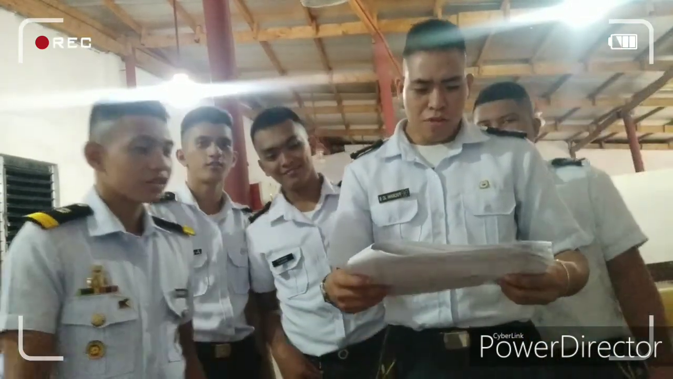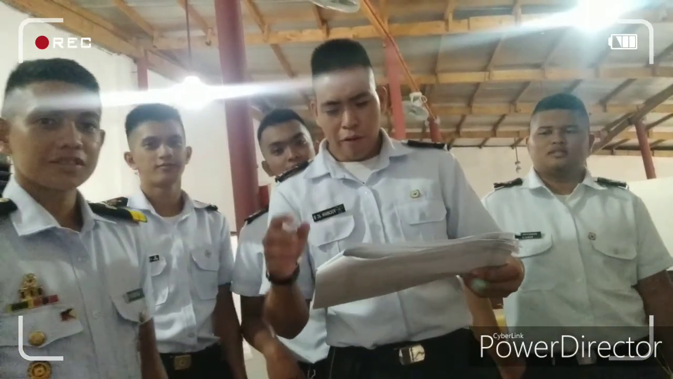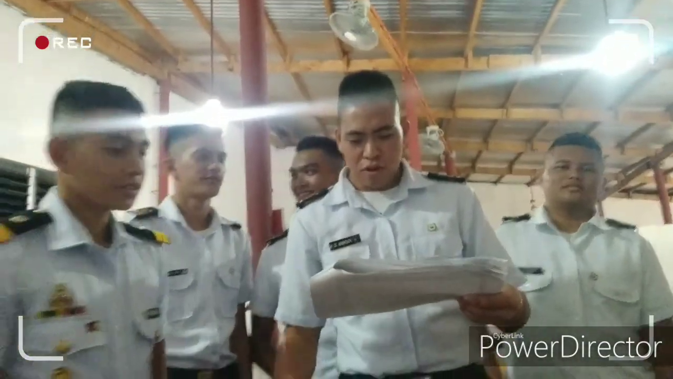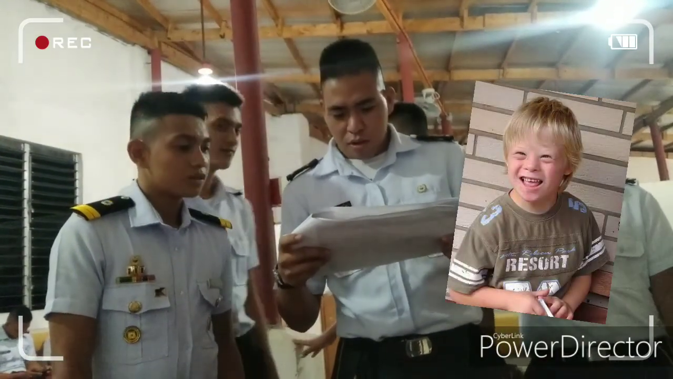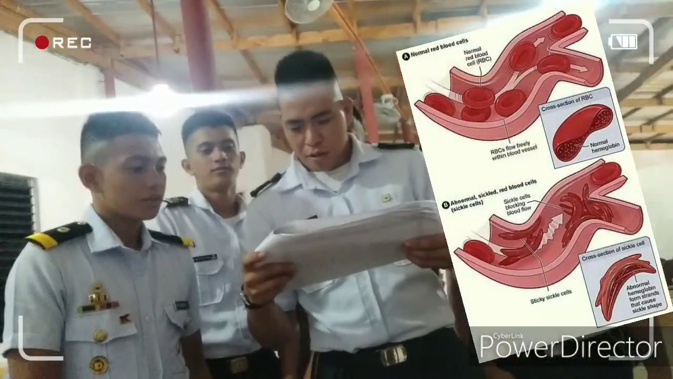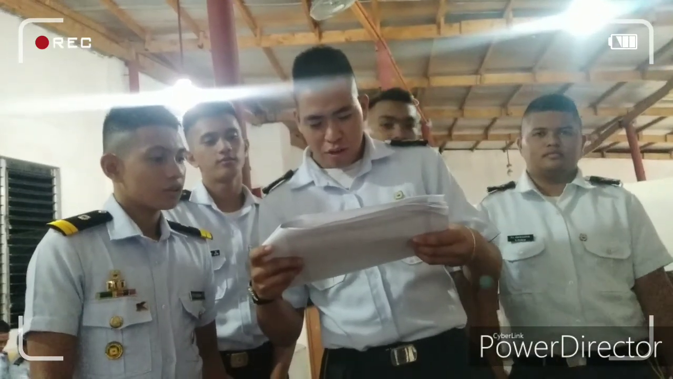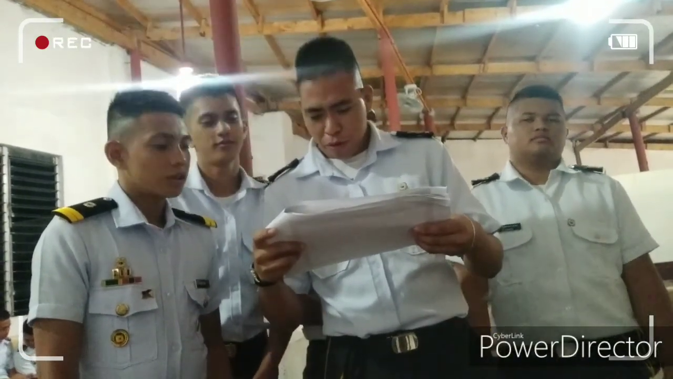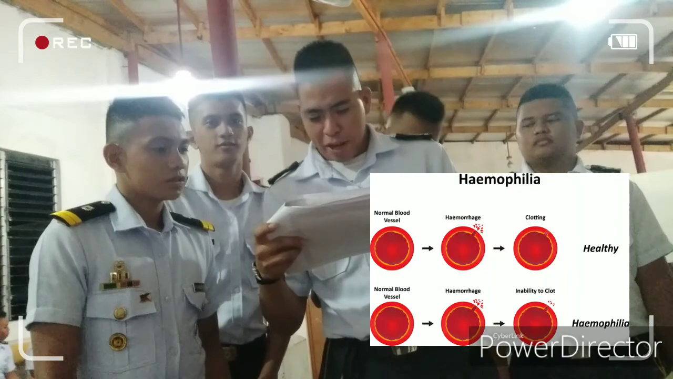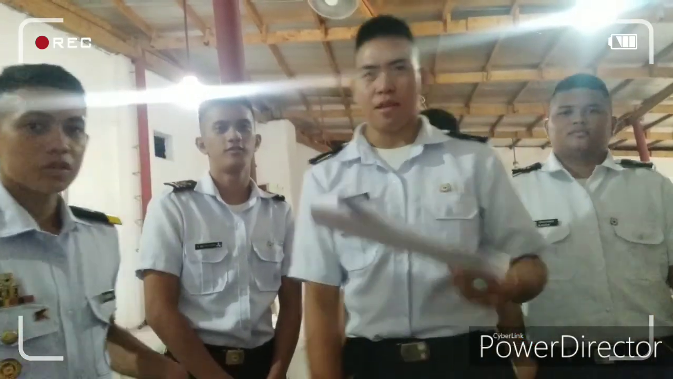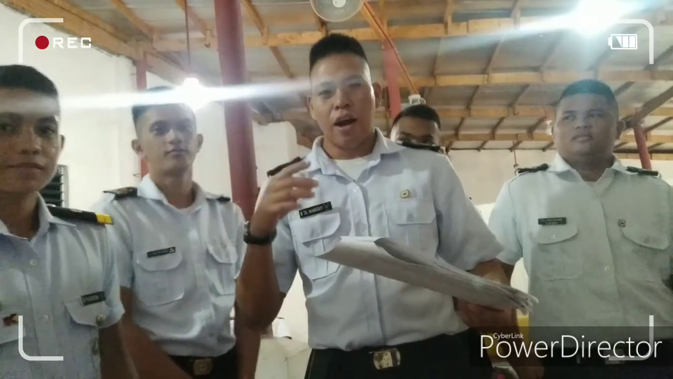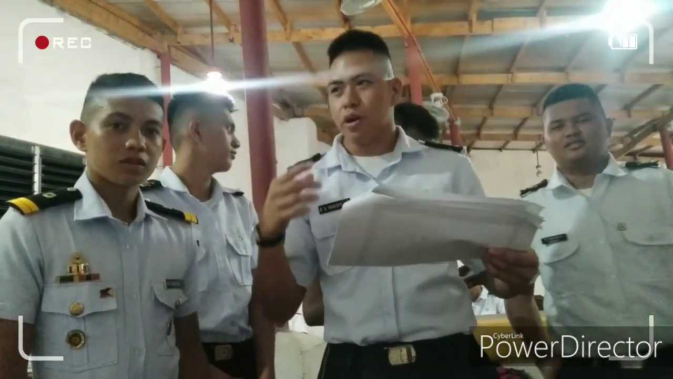Common genetic disorders. One of the common genetic disorders are Down syndrome, sickle cell disease, phenylketonuria, PKU, and hemophilia. One example of Down syndrome is that the heart failure or maybe in brain failure.